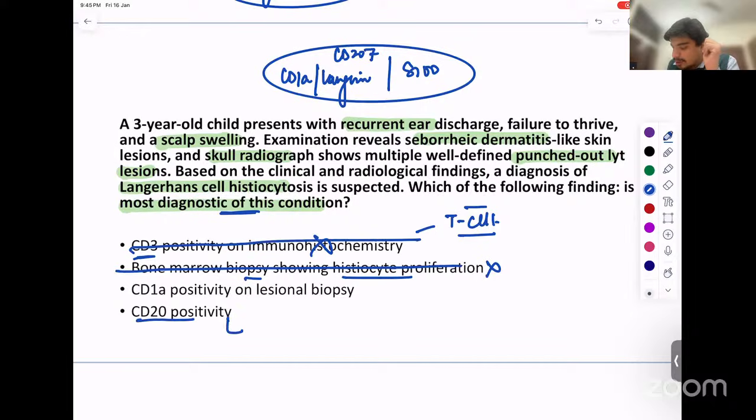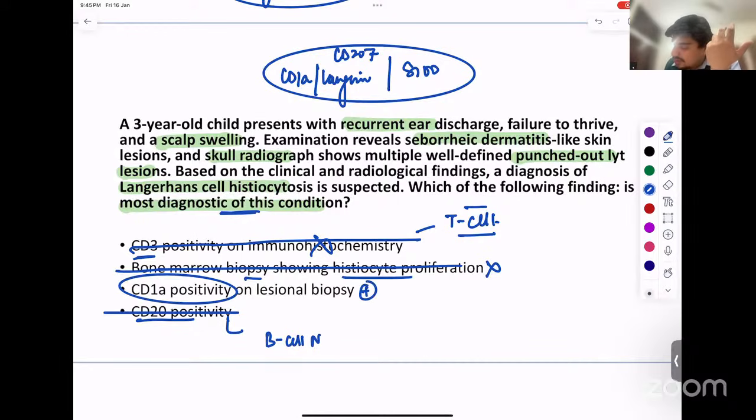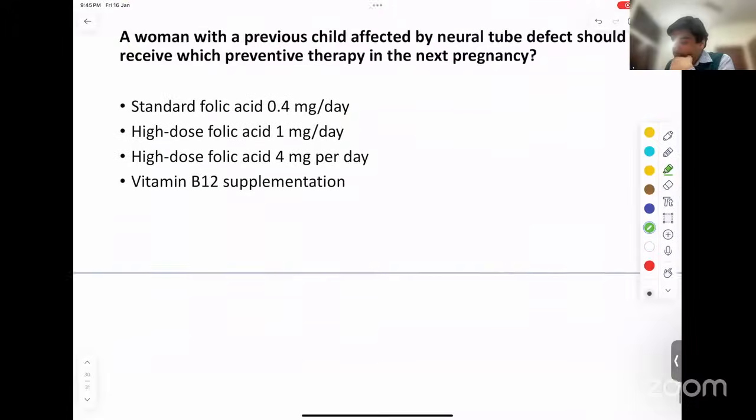CD20 positivity is seen in B cell neoplasms. So again, that is not the correct answer. The answer is going to be CD1a positivity. Option C is going to be the correct answer. We move on to the next question.